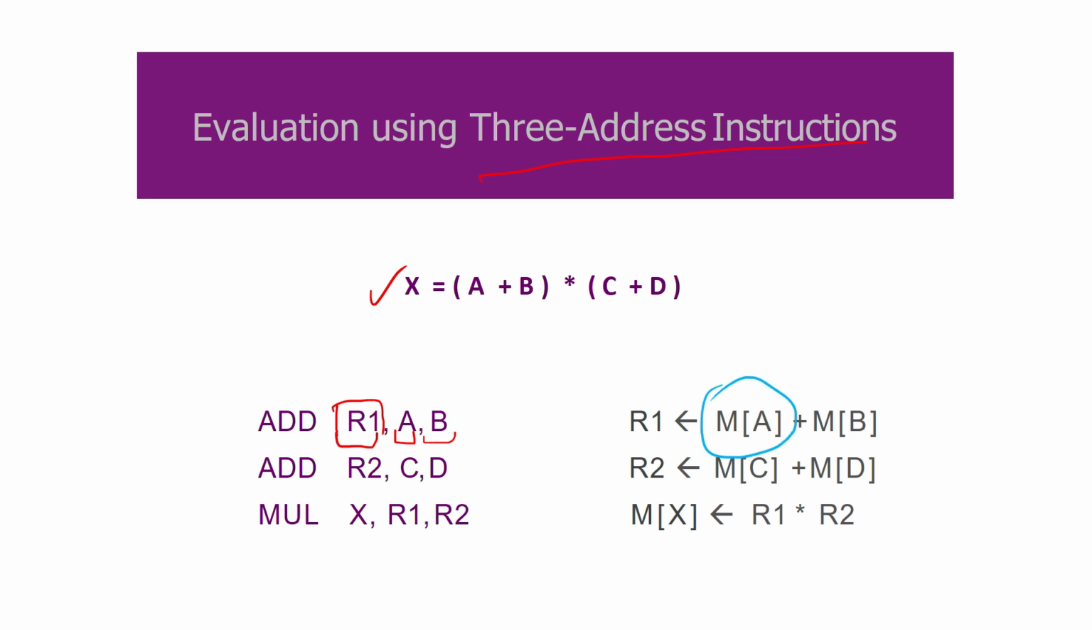So here M[A] is holding the value at address A in the memory. This is A. Whatever the value at this location will be, it is denoted by M[A]. This is memory M. So this value, maybe it is 10, is added to M[B]. Suppose this is B, 20. So 10 plus 20 is calculated and sent to R1.